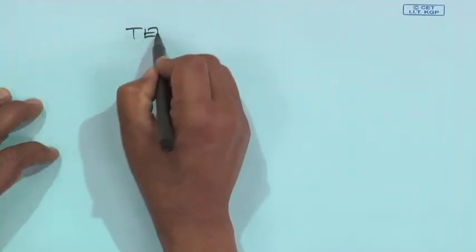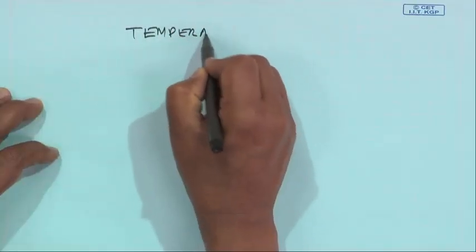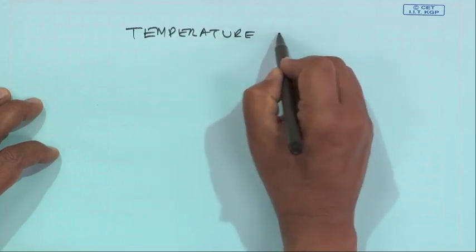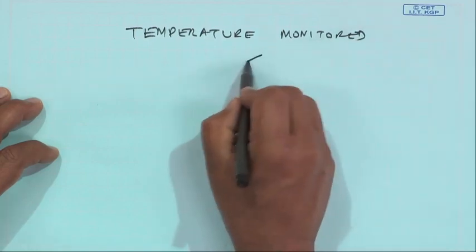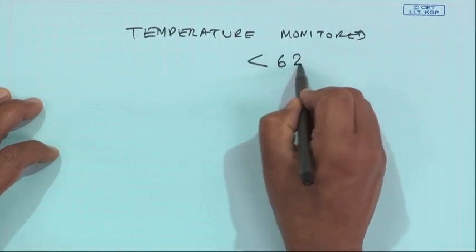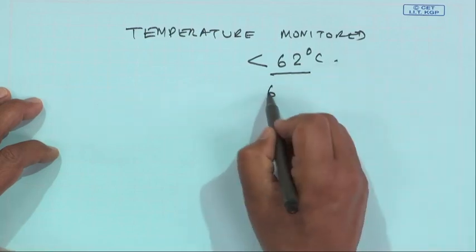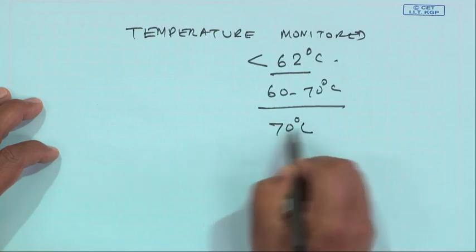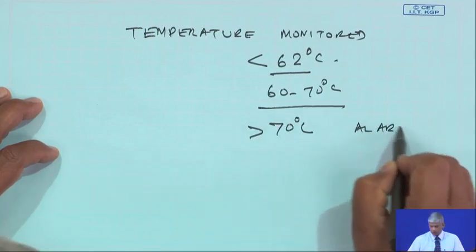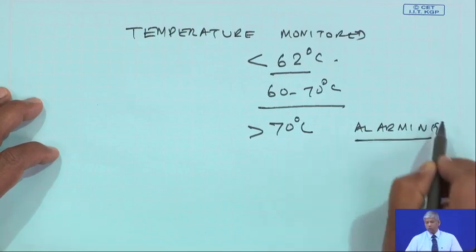So, to avoid this temperature rise, in industry the temperature of the bearing is always monitored. Usually, the industry practice is that it has to be less than about 60 to 70 degrees Celsius, and beyond 70 degrees Celsius it is an alarm level, an alarming condition. So, this was just to give you an example.